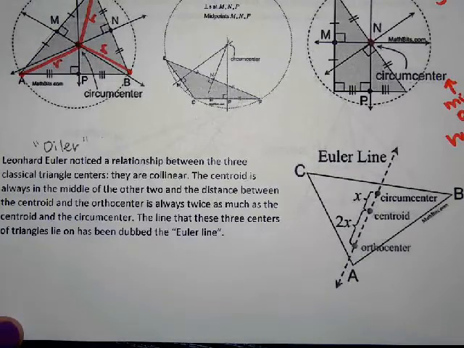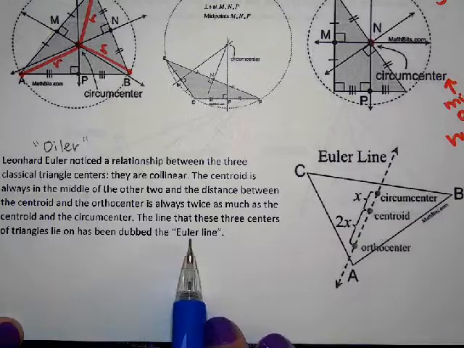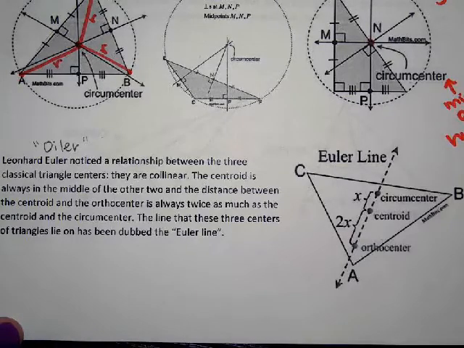The line that these 3 centers of triangles lie on has been dubbed the Euler line. You don't need to know that. I just thought it was cool. Okay, turn the page.